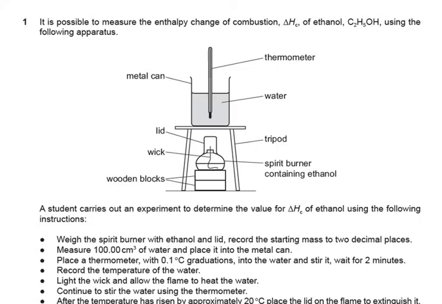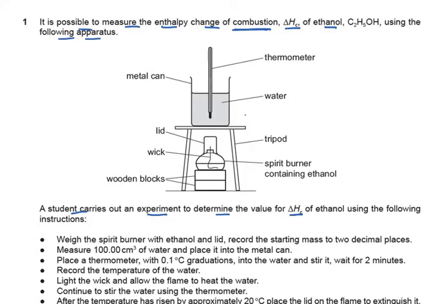Question 1 says it is possible to measure the enthalpy change of combustion, that is delta Hc, of ethanol using the following apparatus. And you can see here the experimental setup. This is a setup to calculate the enthalpy change of combustion of ethanol. The procedure is also described: a student carries out an experiment to determine the value of delta Hc, that is the enthalpy of combustion of ethanol, using the following instructions.